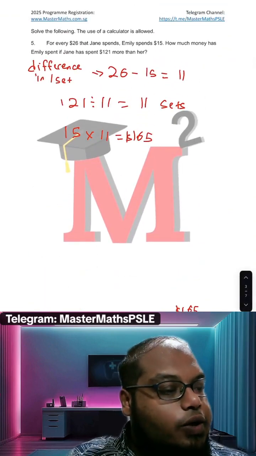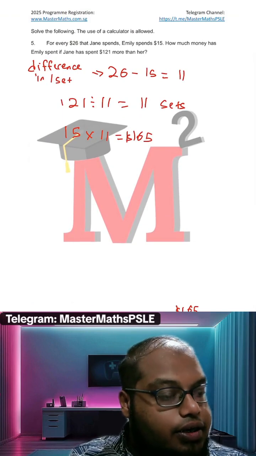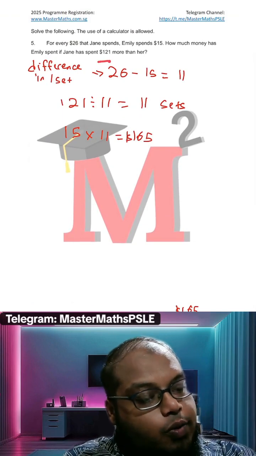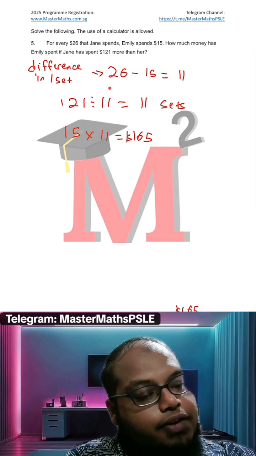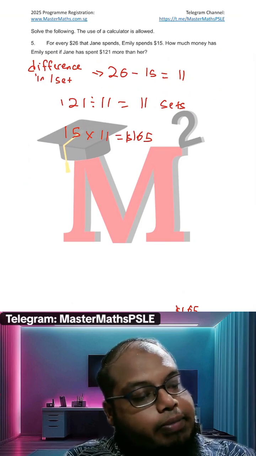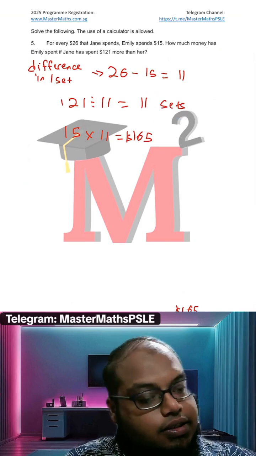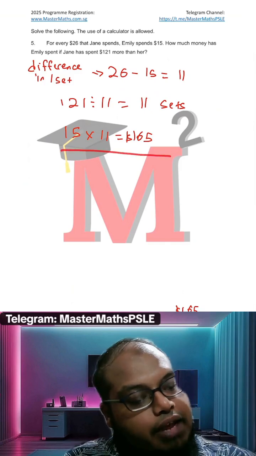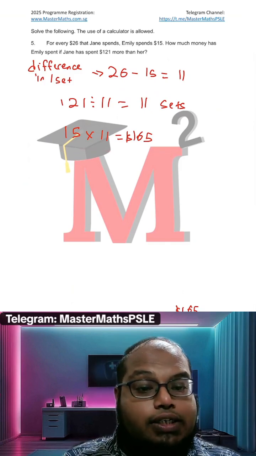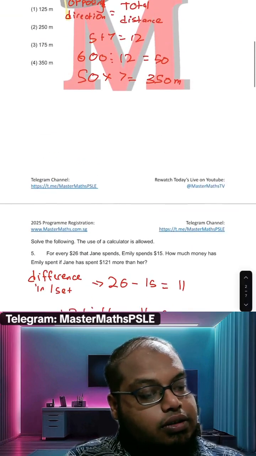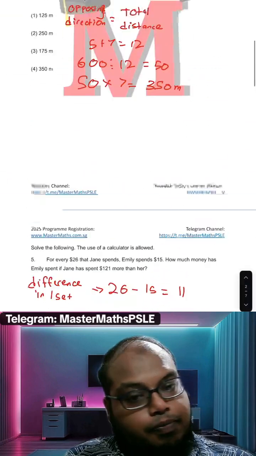Alright, the next one, also the same. You are given difference of $121 more than her. Again, I find the difference in one set. 26 minus 15 is 11. So divide by 11, there are 11 sets. So finally, 15 times 11, $165.